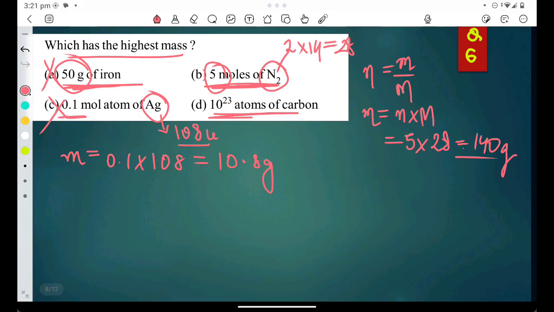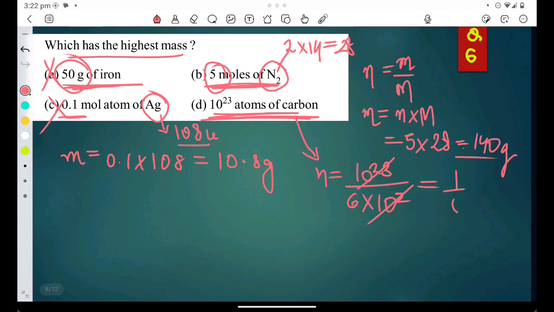And now 10 raised to the power 23 atoms of carbon. First I'm going to convert into what? Moles. So moles is coming out to be 10 raised to the power 23 by 6 times 10 raised to the power 23, which cancel out to give us 1 by 6 mole. So the mass is going to be moles, that is 1 by 6, times the atomic mass of carbon, 12. It is going to be 2 gram. So B is the correct answer.